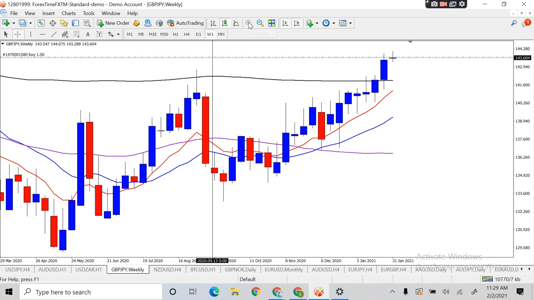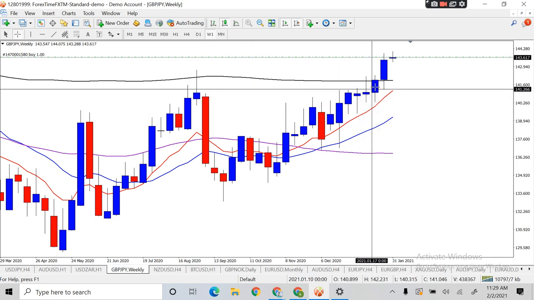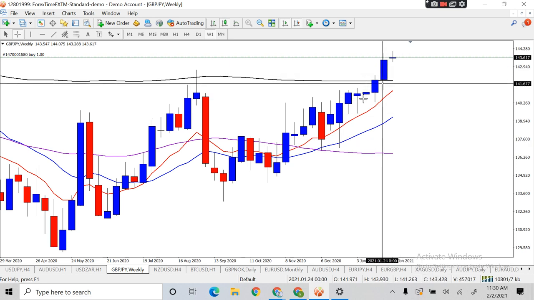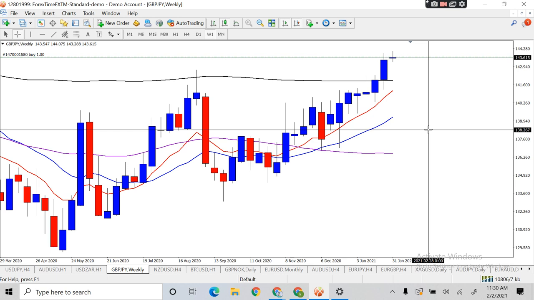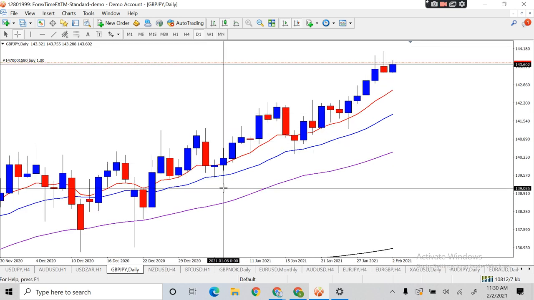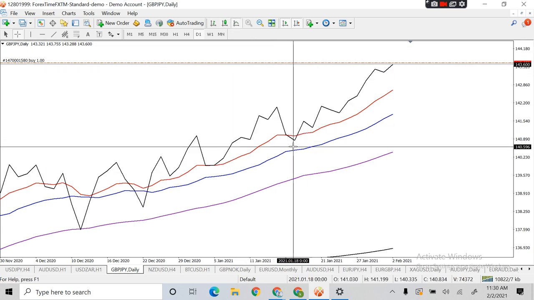On the weekly, last week closed well above the 200 moving average, telling me that it's a serious buy bias. For the past, let me count that, 1, 2, 3, 4, 5, 6, 7 weeks, this pair has been buying, and the MA lines are still saying buy. On the daily, I think there has been a sort of retracement there.